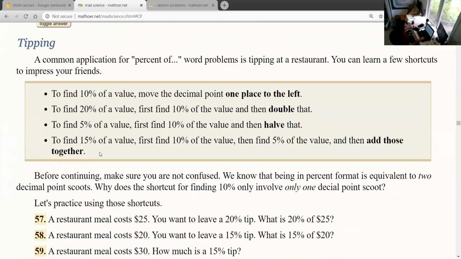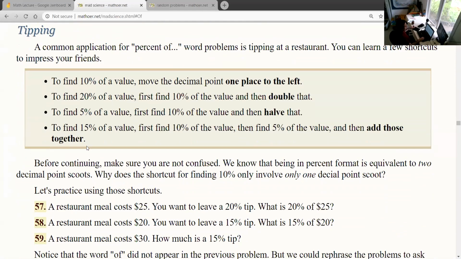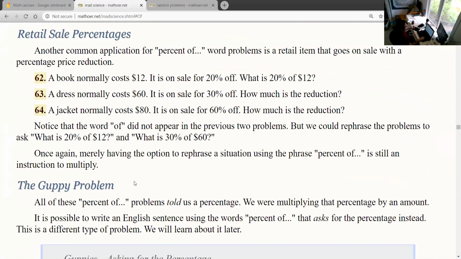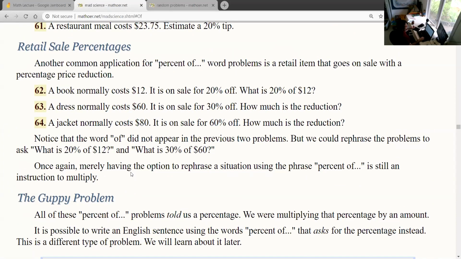Tipping was a good example of this. What's 10% or 20% or 15% of something? So we did a bunch of tipping examples. Then we left with sort of a warning that we don't need the word of.